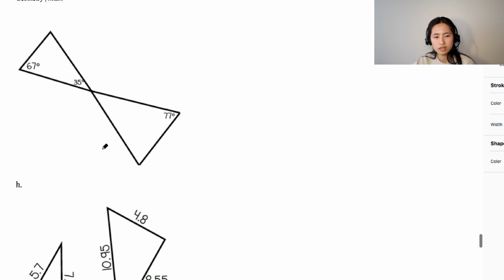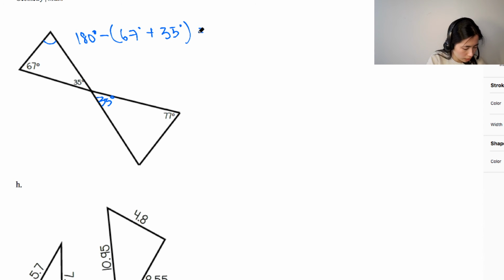Okay, great. So just by looking at this figure, we know that if this is 35, therefore this must also be 35. And maybe we can take a look at this triangle over here. What is this angle? For us to find this angle, we would take 180 degrees minus 67. Make sure it's in a bracket because you're supposed to distribute the negative sign, plus 35 degrees. So 180 minus 67 minus 35 is equal to 78 degrees. So this is 78 degrees.